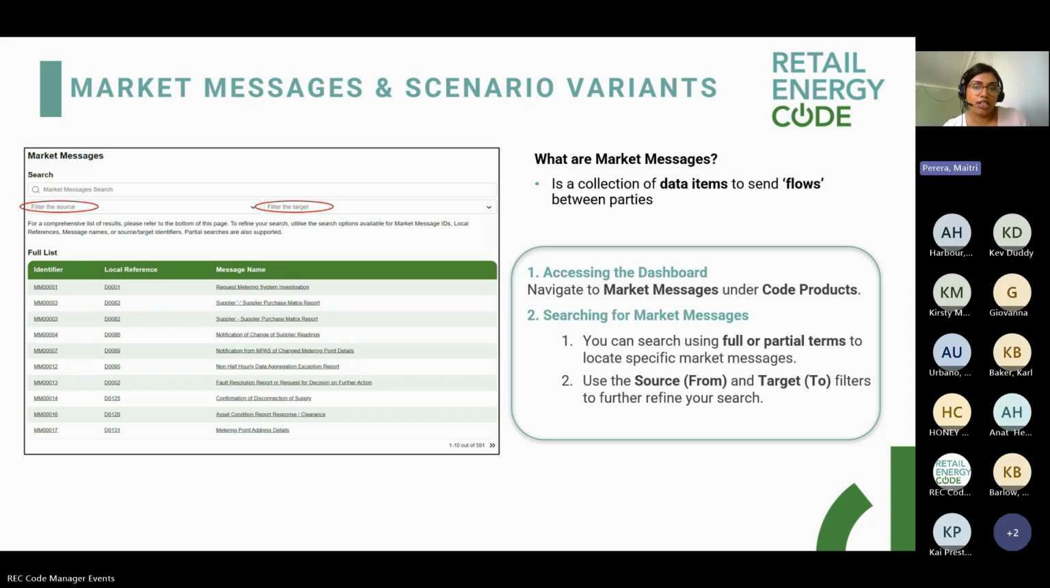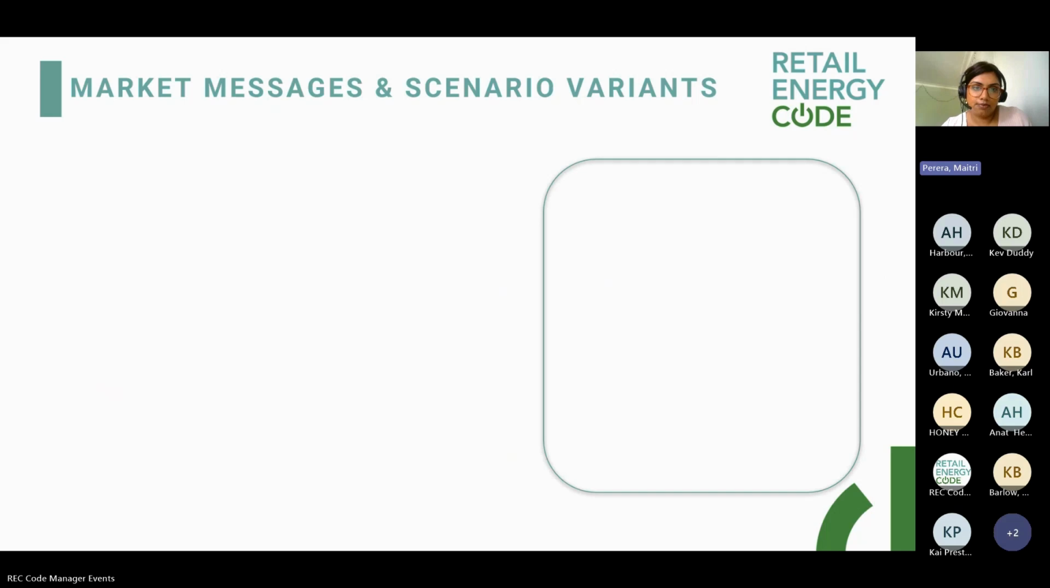Selecting market messages under code products will open the dashboard you see on the left-hand side of the slide. Here you can search both full and partial matches using terms to refine the market messages you wish to view. You can also refine your search using source from, which is in the red circle, and target to. The search output will provide the output for one or many depending on the terms of the search criteria. You will always find a full list of all market messages under the search dashboard, which can be scrolled through, which is the list that you can see in the screenshot. Next slide, please.